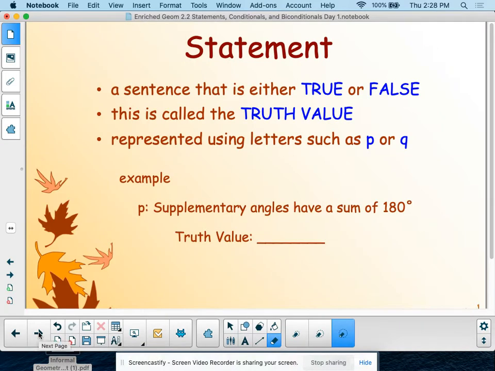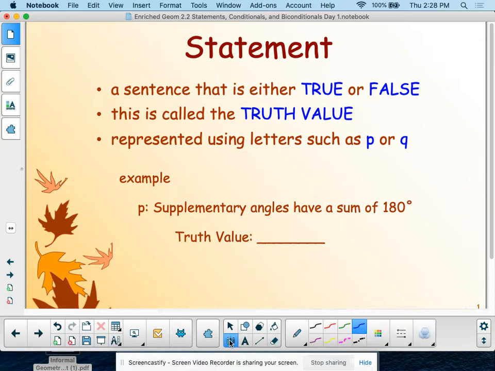So a statement is just a sentence that is either true or false. We call this the truth value of that statement. Typically, we use letters to represent a statement. P or Q is what we commonly use. Again, once we see these in action, things will make a lot more sense.